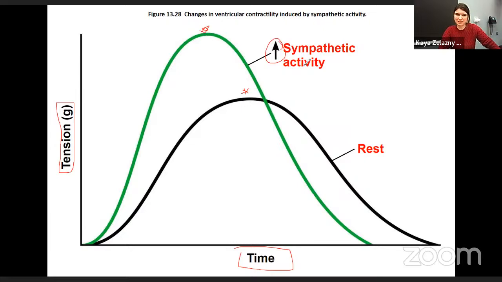So we have a higher peak here when we have a lot of sympathetic activity. That's that fight or flight autonomic part of our nervous system, right? So we're going to squeeze those ventricles really hard. We squeeze them kind of quick, right? This peak is earlier in the time point, and we can see that we're back to rest a little more quickly as well. Right? So we have this sharper, higher peak with our sympathetic activity.